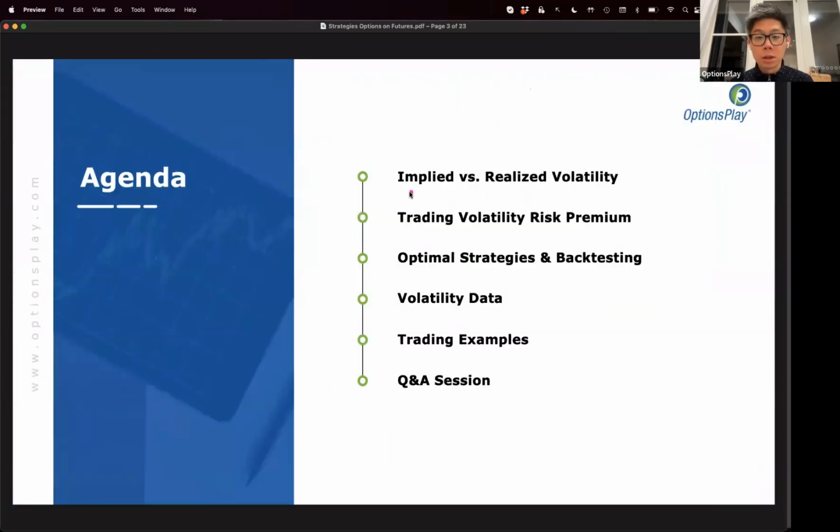So what we're going to start off with is talking about, first of all, implied versus realized volatility. This is an important concept to understand as an options trader in general, but specifically useful for the strategies that we're going to discuss here today. And the spread between the implied versus the realized volatility is what we call the volatility risk premium. And we're going to talk about how to trade this volatility risk premium and use it to our advantage based on the underlying data. We'll take a look at the strategies that we're going to refer to here today, some of the backtesting results and the data that shows why these strategies are profitable in the long run. We'll take a look at the volatility data that supports this specific trading strategy, and then we'll look at some real world trading examples during today's session. And then we'll open this up for Q&A here at the very end.